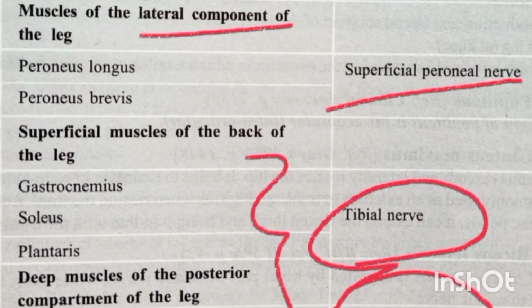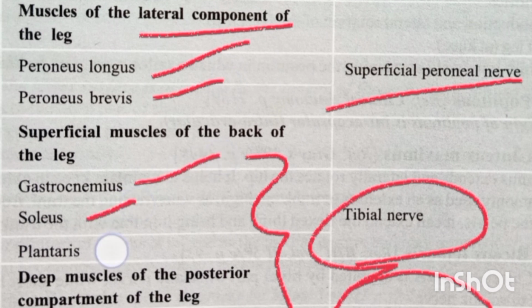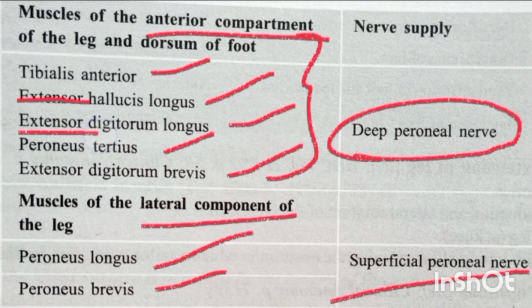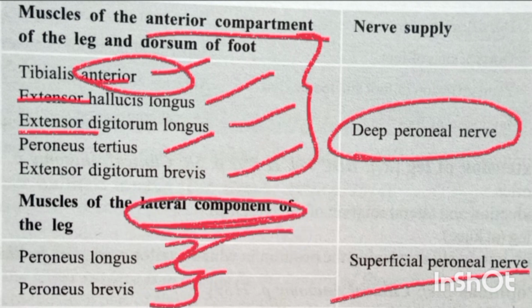Muscles of lateral compartment of the leg are peroneus longus and peroneus brevis. Superficial muscles of back of the leg are gastrocnemius, soleus, and plantaris. Deep muscles of the posterior compartment of the leg are popliteus, flexor digitorum longus, flexor hallucis longus, and tibialis posterior. Here you see extensors are the anterior compartment muscles, flexors are the posterior compartment muscles, and remember tibialis anterior is anterior and tibialis posterior is posterior. Peroneus group of muscles are lateral compartment muscles except peroneus tertius, which is the anterior compartment muscle.